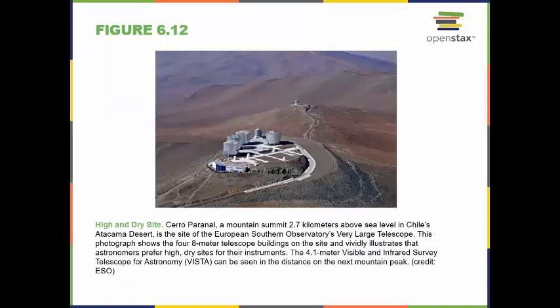So we want these observatories to be high up in the mountains, and specifically high up in the mountains in the desert. If it's in the desert, we know it's not going to rain many nights a year. And also, if it's high up in the mountains, we have less of the atmosphere for the light to travel through.